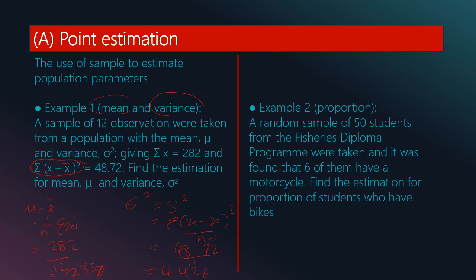Okay, and then point estimation for proportion. A random sample of 50 students from fishery diploma program were taken, and it was found that 6 of them have a motorcycle. Find estimation for proportion of students who have the motorcycles. So this is very straightforward. So proportion equal to 6 of 50, so it's 0.12, the proportion. All right.